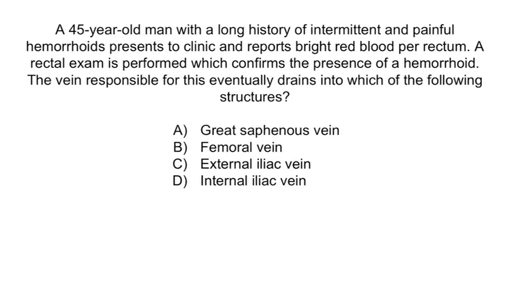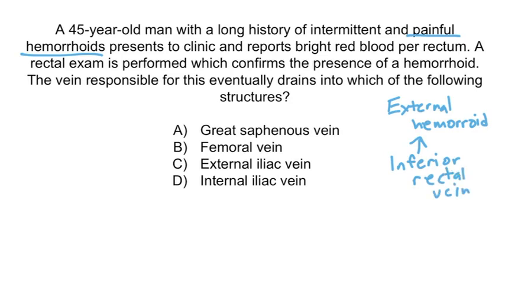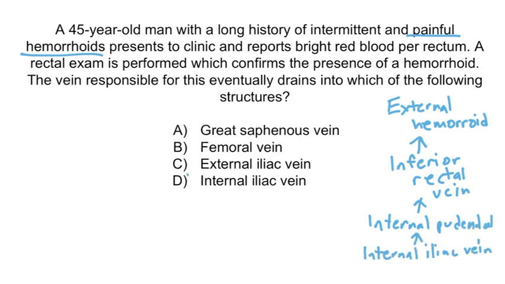Now, hopefully you noticed that this man has painful hemorrhoids. Since it is painful, you should be thinking of an external hemorrhoid, which is supplied by the inferior rectal vein. And from what does the inferior rectal vein branch? It comes from the internal pudendal vein, which of course branched from the internal iliac vein. So the answer to our question is D.